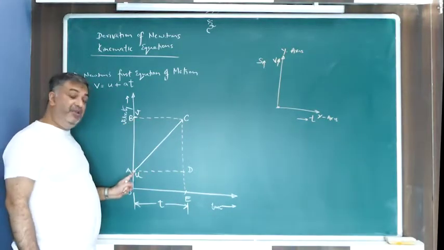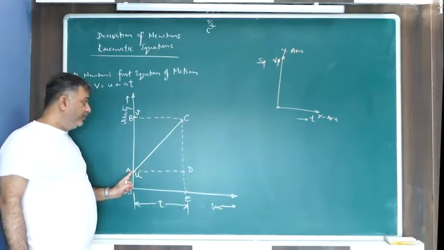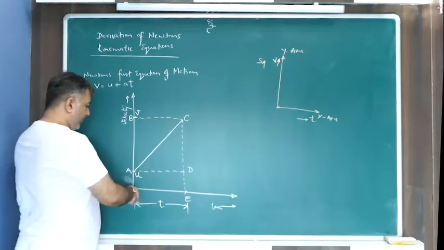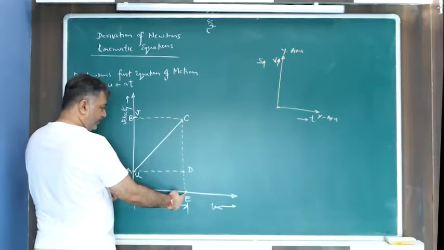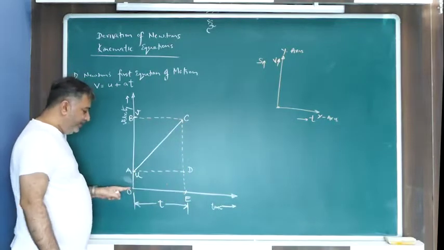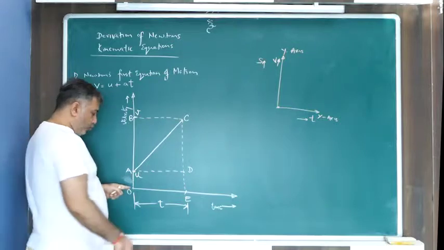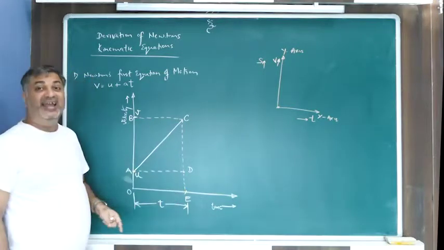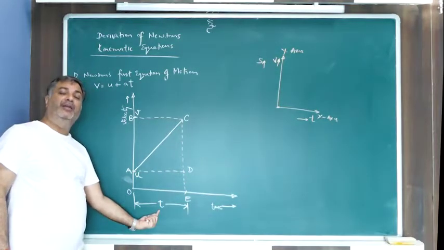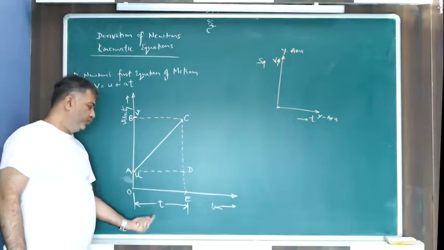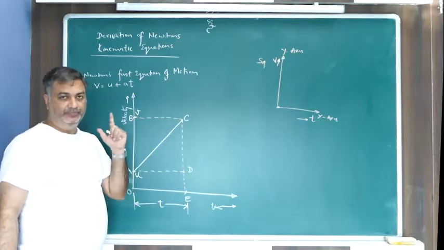And how much time did it take to travel from point A to C? That will be shown by the x-axis. So just drop a dotted line here and see where it intersects: point E. Where did it start from? O. So O to E is going to be the time taken. Let us assume the time taken is t.